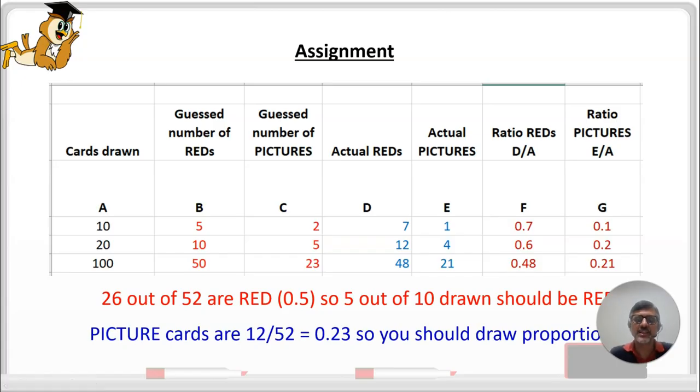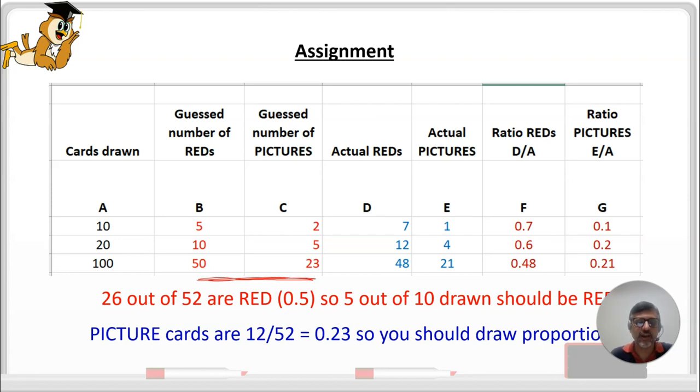Okay, so the last time we had an assignment, and the assignment was to do with a pack of cards. If you drew 10, 20 and 100 cards out of a pack of cards with replacement, you were to guess the number of red cards that you would draw and the number of picture cards that you would draw. I hope these are your guesses. I have put my guesses over here. You were first supposed to perform guesses, and let me tell you why these are the correct guesses.